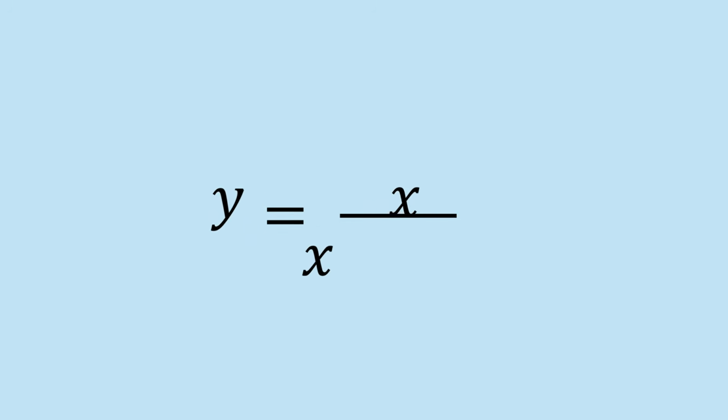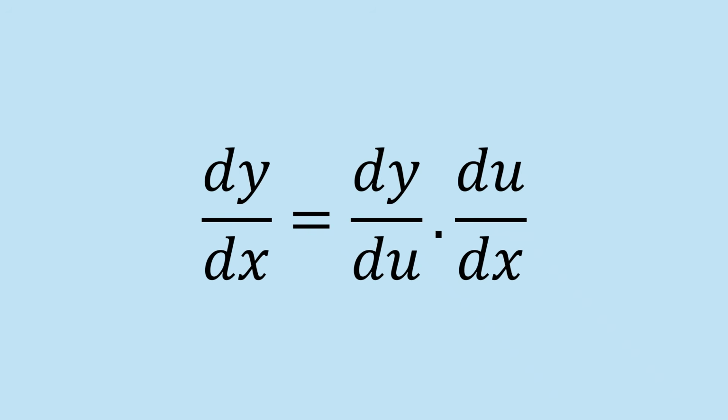Here's the chain rule in Leibniz notation. The derivative of y with respect to x equals the derivative of y with respect to u, multiplied by the derivative of u with respect to x.